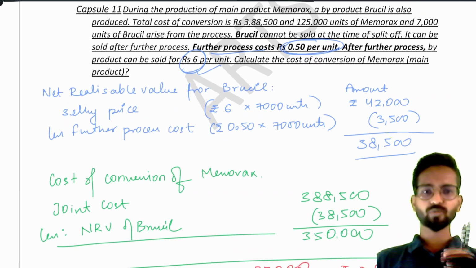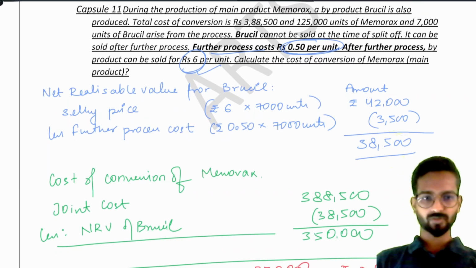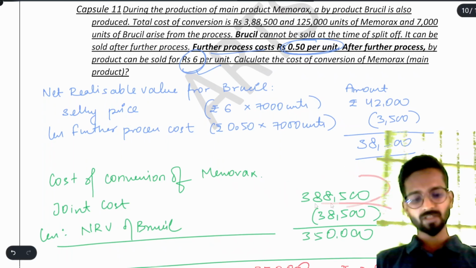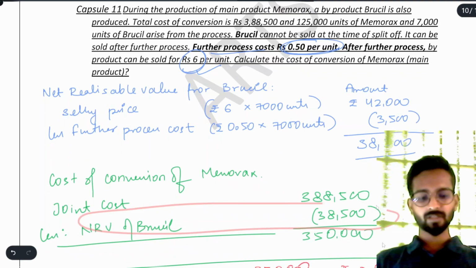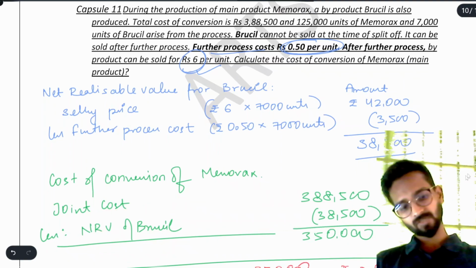Look, whatever money we earn from the byproduct, we have to remove it from the joint cost, okay. This is very simple. Take out your joint cost, remove the selling price of your byproduct. This will give you the cost for your main product.